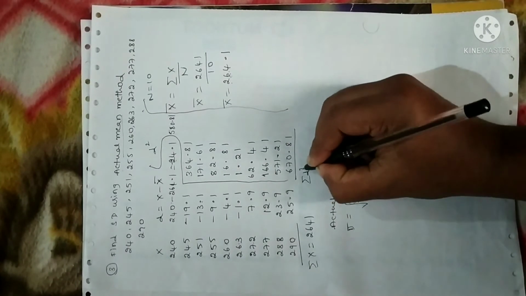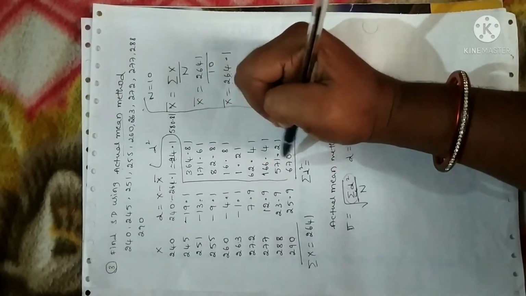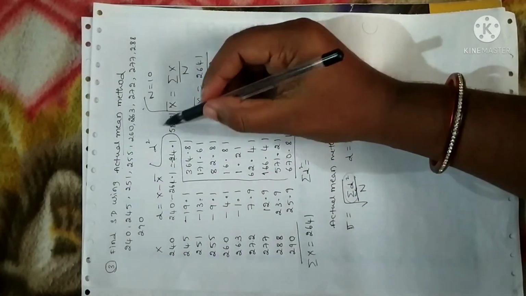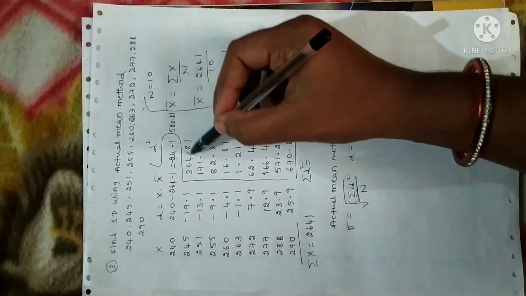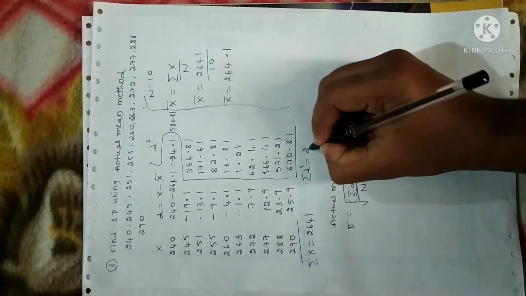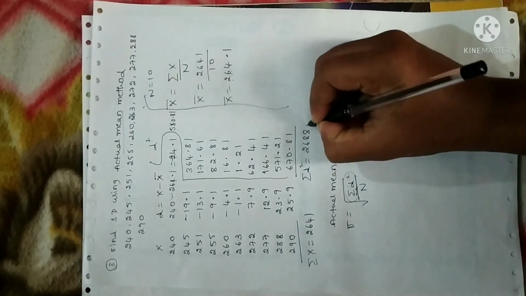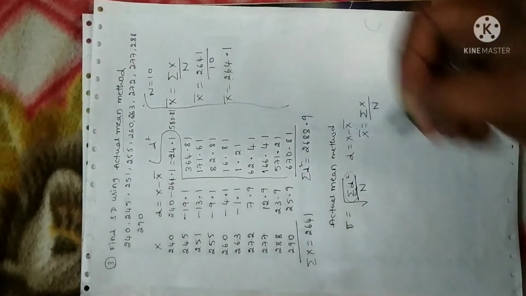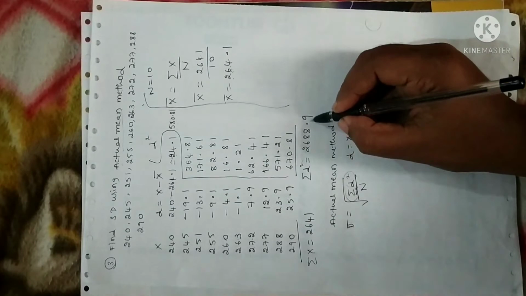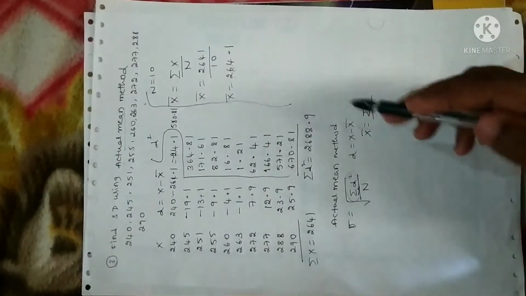Sigma d square, in the sense I have to add all these values. So let me add sigma d square. I am going to add all these values. Use the calculator and add all the values in d square, and you will get 2688.9. Clear? When you add all these values, you will get sigma d square.